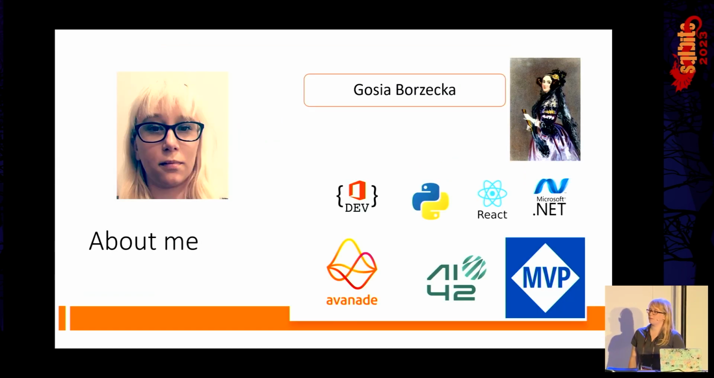So about me, my name is Gosia Bożencka. I work at Avanade as an AI engineer. I'm also an AI MVP, and my background is as a software developer. I started from .NET, working with React, Python, and for a short period I was an Office 365 developer. And as you can see, here is Ada Lovelace. If you don't know who she is, then sorry, shame on you. But I live in the place where her resting place is. It's in Hucknall, close to Nottingham.